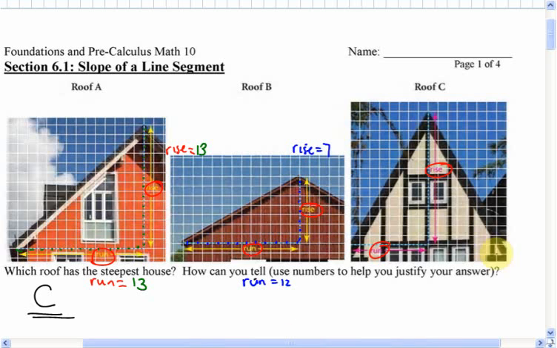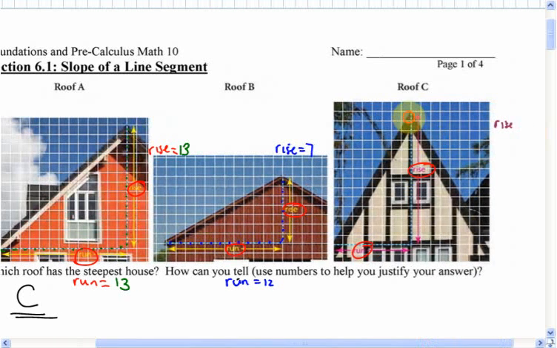And then if you can do roof C, the rise seems to be 1, 2, 3, 4, 5, 6, 7, 8, 9, 10, 11, 12, 13, 14. Okay, seems to be 14. And the run, can someone do that one for me? My eyes are getting blurry. 8? Okay.